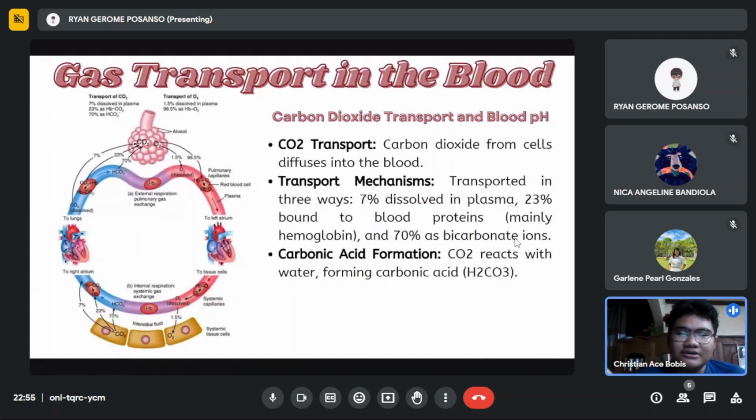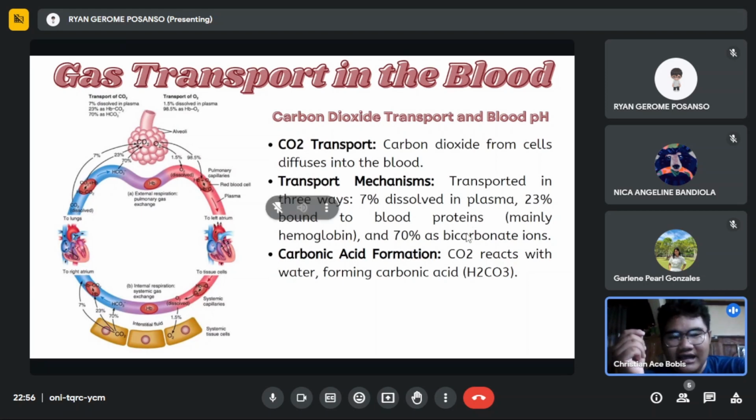Next is transport mechanisms. Carbon dioxide is transported in three ways: 7% is dissolved in plasma, 23% is bound to blood proteins, mainly hemoglobin, and 70% as bicarbonate ions.